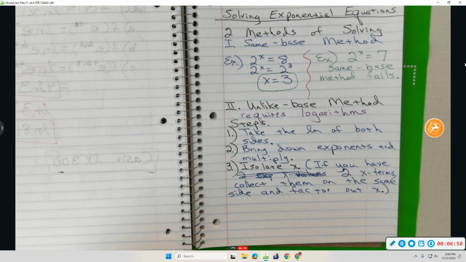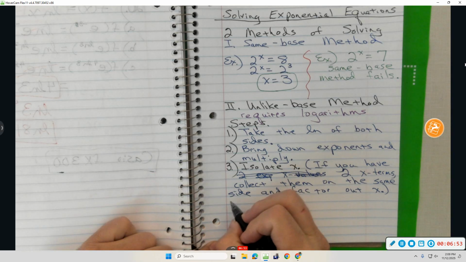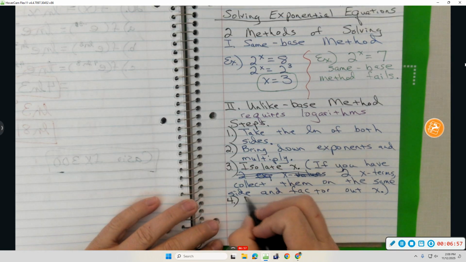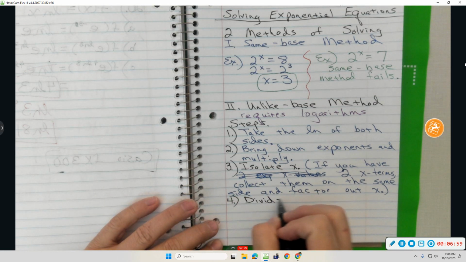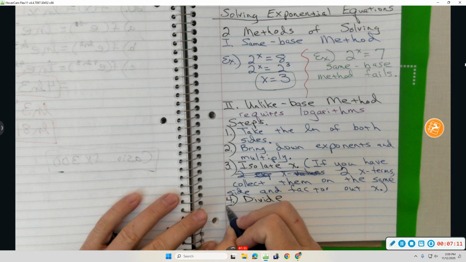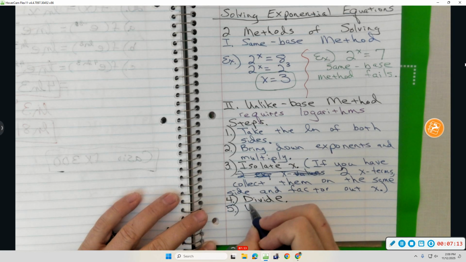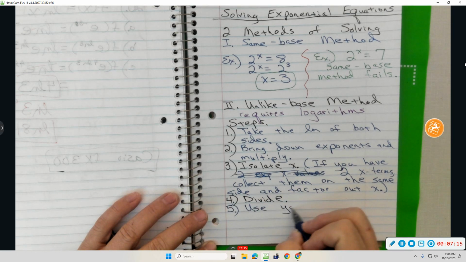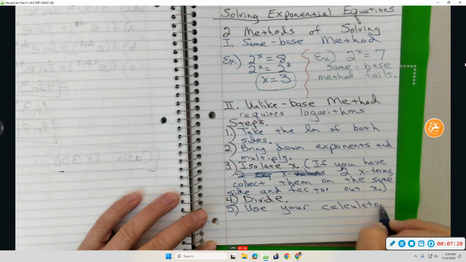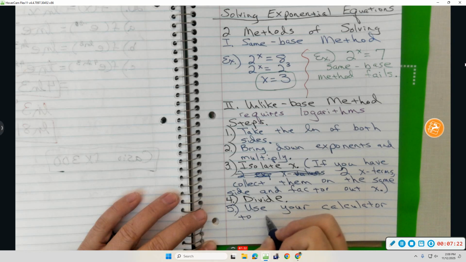Step number 4, you'll divide. Whatever x is being multiplied by, that's what you're going to divide by to get x by itself. And then MyLab will want you to enter in decimal approximation. So for step 5 I can say, use your calculator to get a decimal approximation.